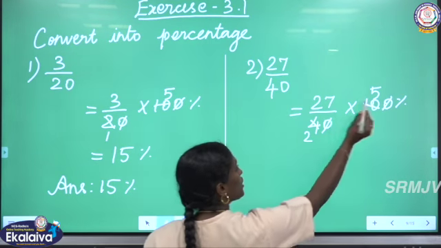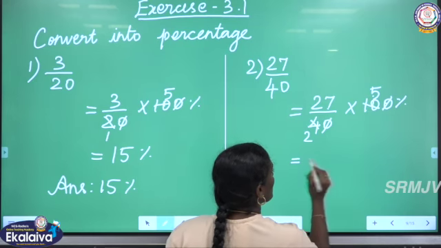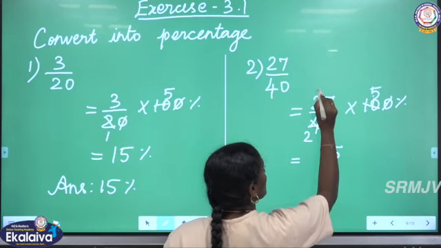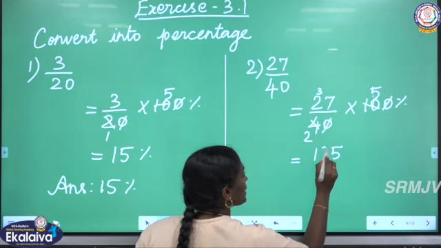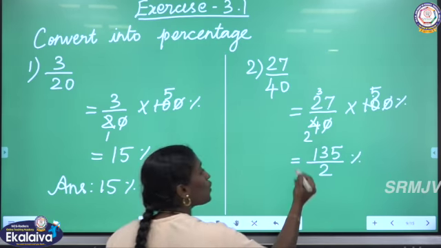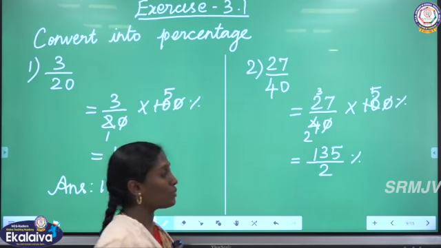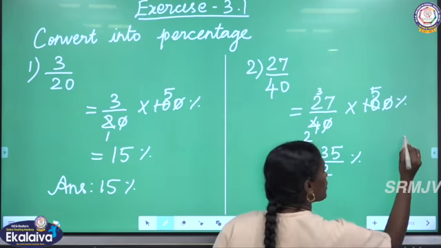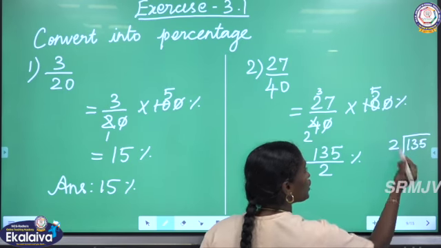So, we are going to multiply the numerator numbers. Here 5 7s are 35. 5, 3 carry over, 5 2s are 10, 10 plus 3, 13. 135 by 2 percentage. Now, we got an improper fraction. So, we have to convert it into a mixed number. For that, we have to divide the numerator 135 by the denominator 2.